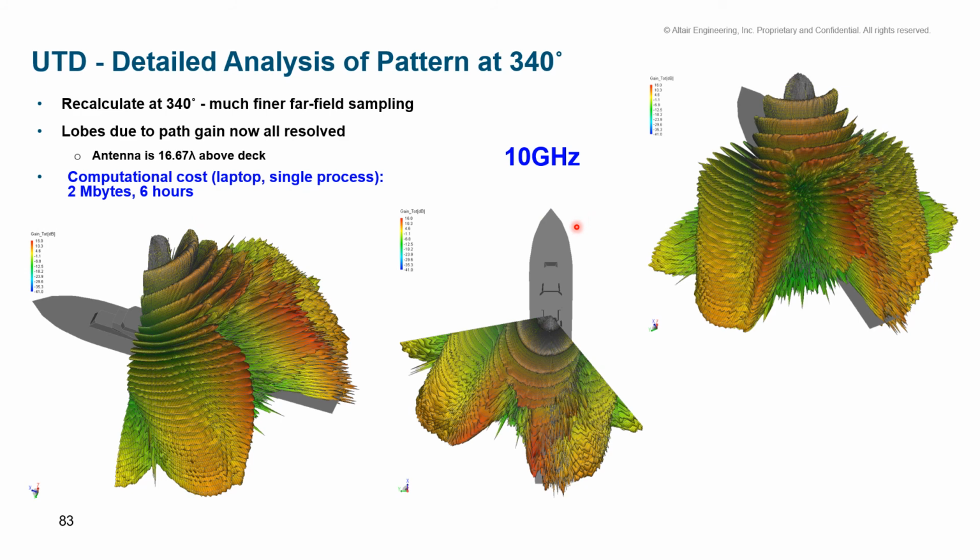But at 10 gigahertz, this is phenomenal in terms of memory and time, the way you can calculate a very nice radiation pattern for this structure. So the bottom line, I guess, is UTD is very good where it fits well, and also it can scale very well with frequency because it doesn't take too much memory. Of course, the time depends on how many points you want to calculate in your radiation pattern.